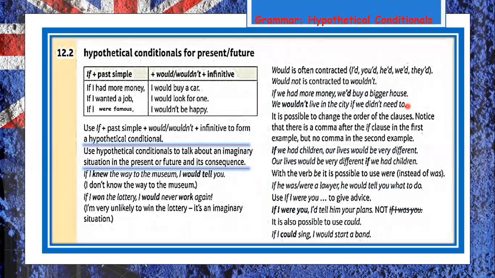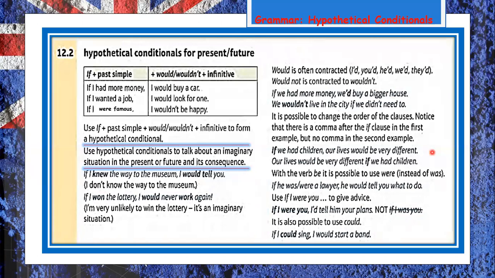It is possible to change the order of the clauses. Notice that there's a comma after the if clause in the first example but not a comma in the second example. For example, if we had children, our lives would be very different. Our lives would be very different if we had children.